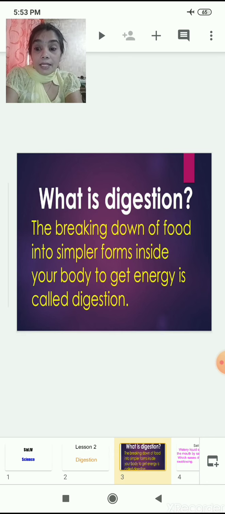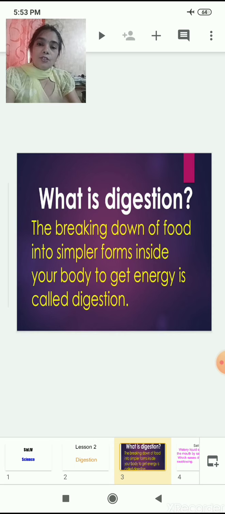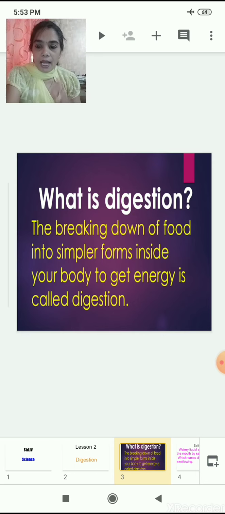Then the blood takes the digested food to all parts of your body. Do you know how digestion takes place? Yes, digestion takes place in a number of steps. It is not that as soon as you eat your food, your food gets digested. There are a number of steps in the process of digestion.